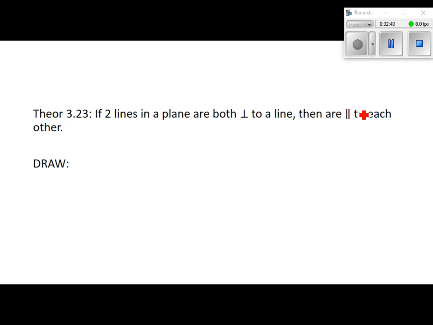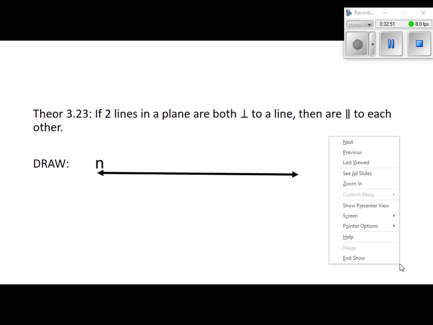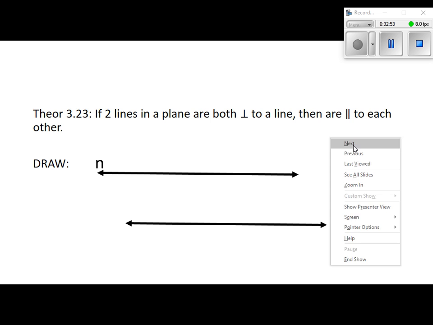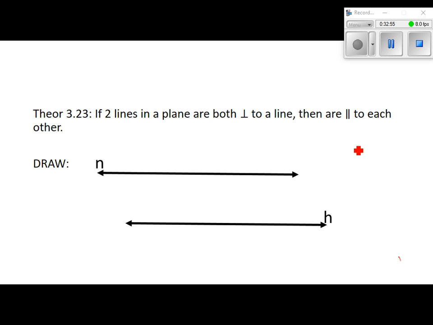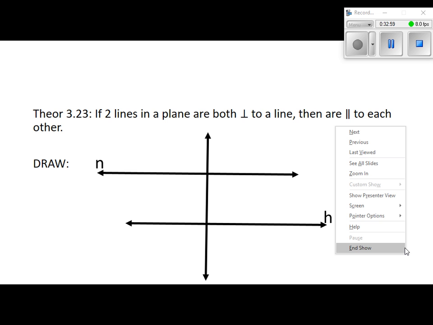On this one, all we're going to do is fill this in, draw this little picture on there. The two lines are both in a plane, so if we have these two lines, somebody name that line for me. Line N, line H, and then we have this line. What's that line called? Transversal. Transversal, very good. We got this transversal.